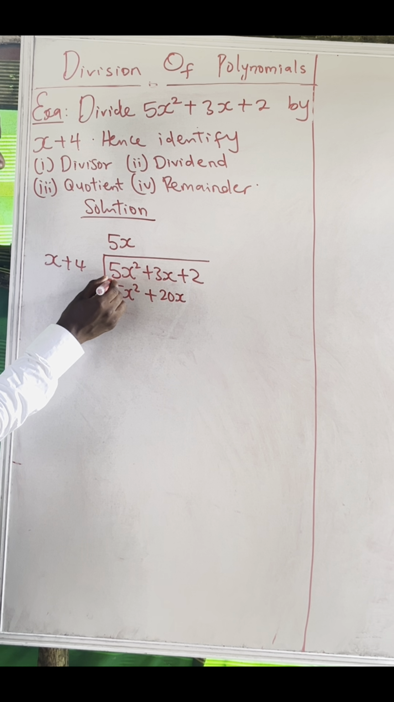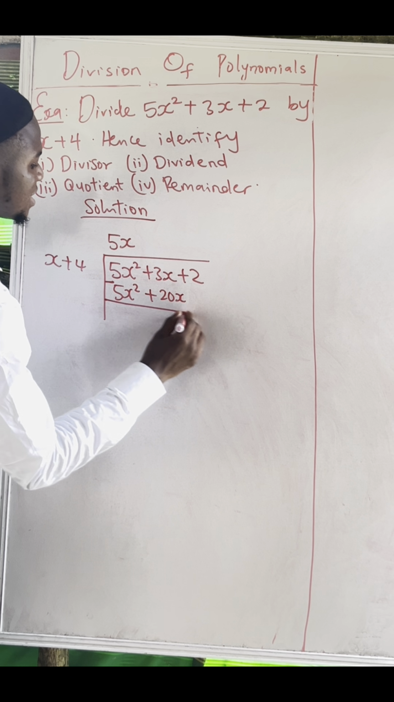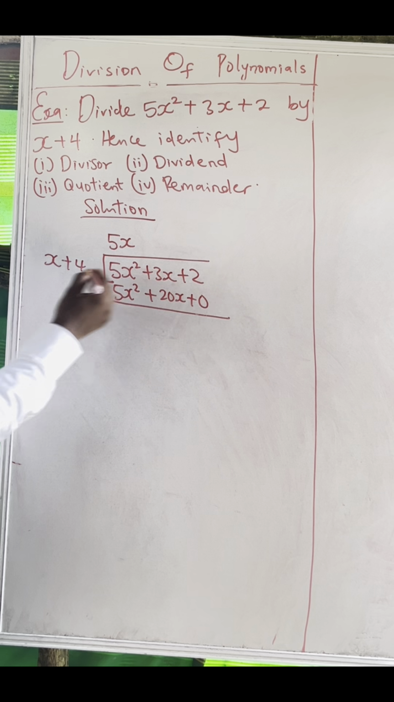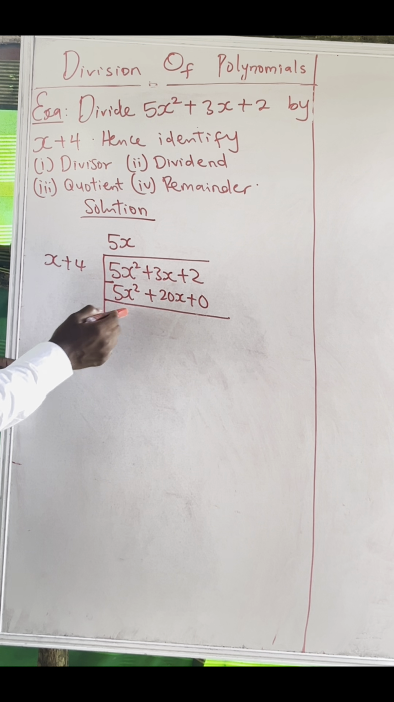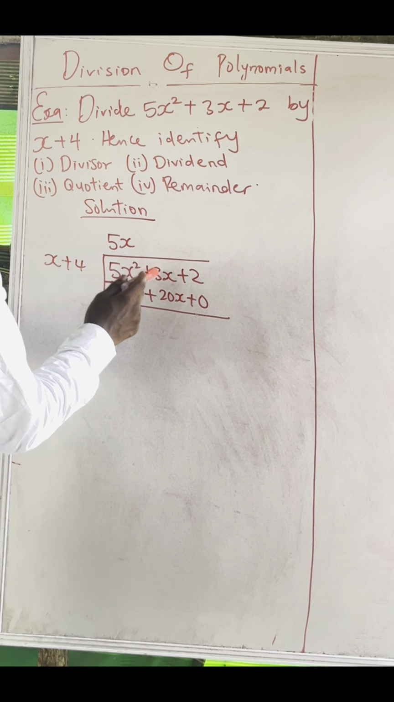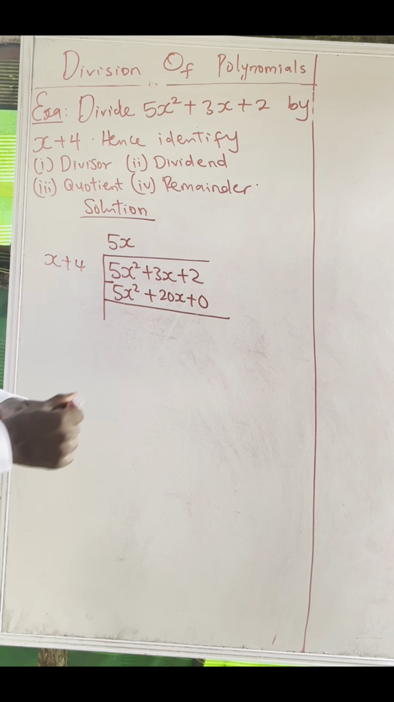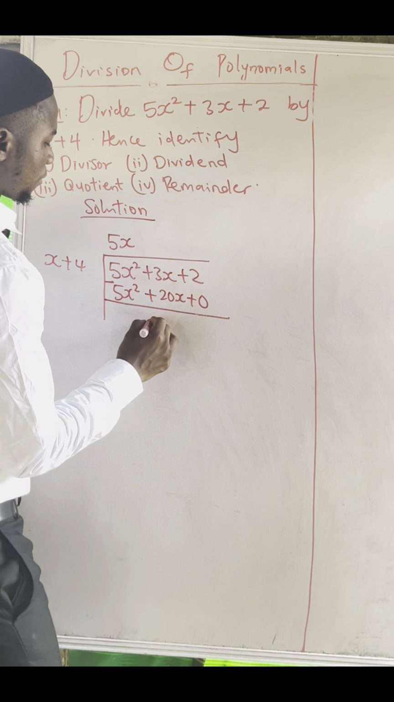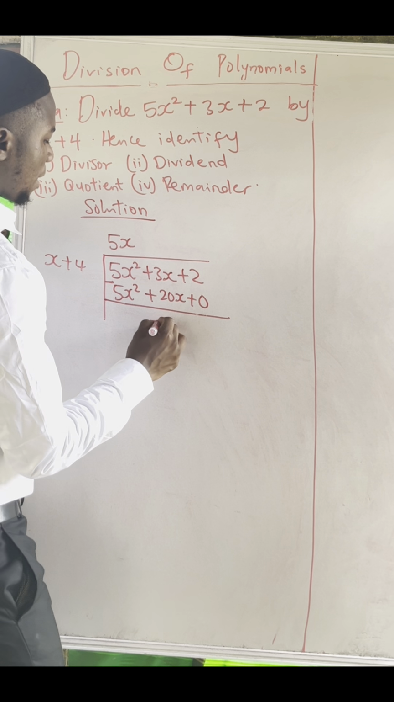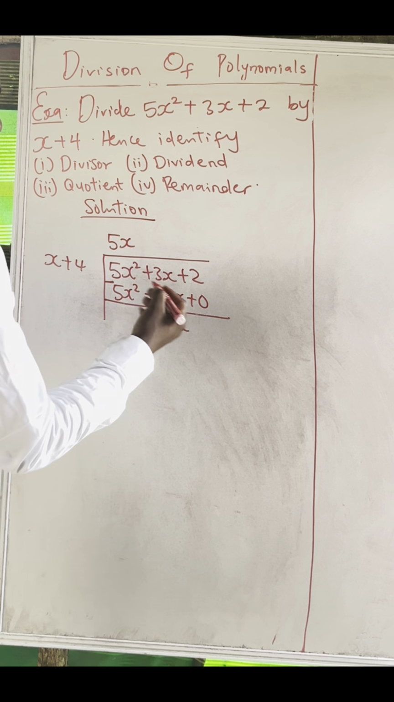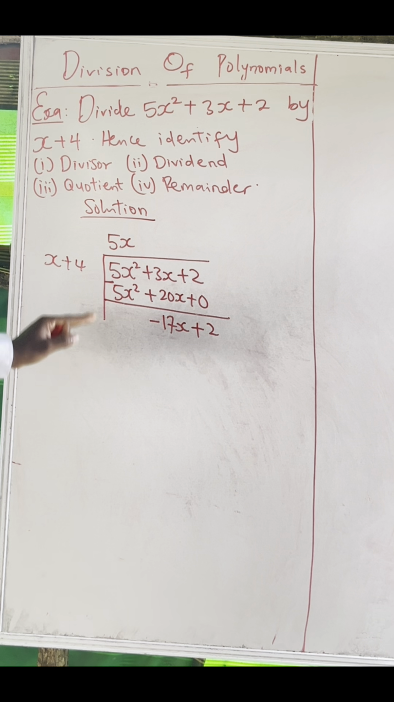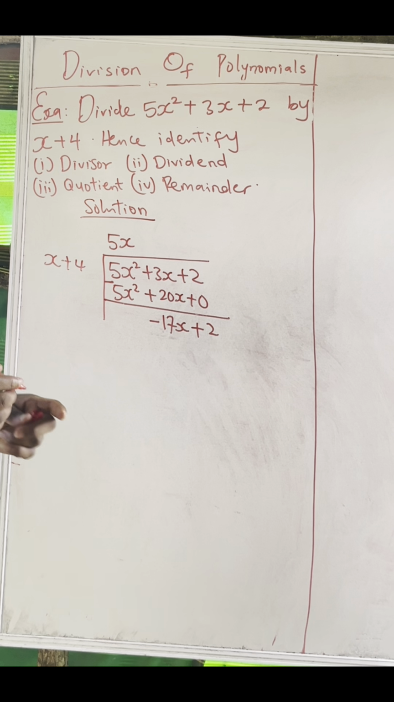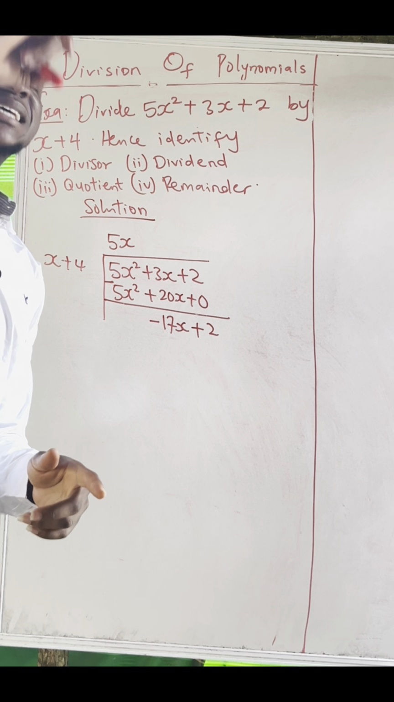Once I've used this to multiply everything here, I'm then going to do subtraction. So I'm going to put subtraction here. This simply means that I'm going to subtract everything here. So, guys, what is 5x squared minus 5x squared? That is 0. Then what is 3x minus 20x? That will give us minus 17x. Then what is 2 minus 0? That will still give us 2. So plus 2.